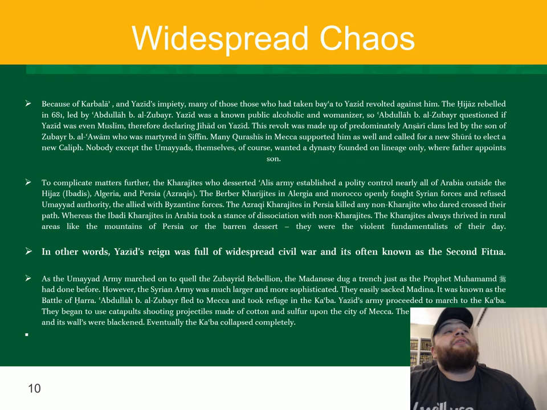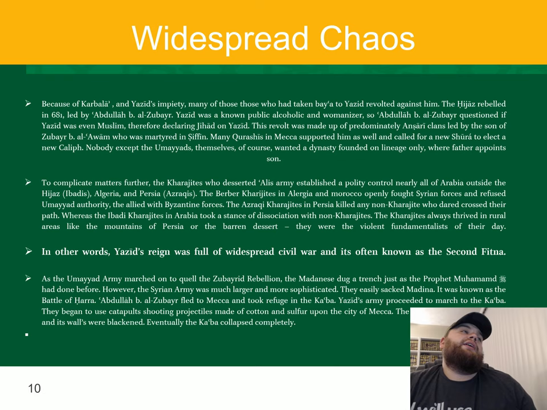And it was predominantly Ansari clans who supported Abdullah bin Zubair. That's important because, remember, they were also the main supporters of Ali, right? So they didn't want the Umayyads at any cost, essentially. And Zubair bin al-Awam, his father, was martyred in Siffin, so this was personal. And many Qurayshis in Mecca supported Abdullah bin Zubair, and they called for a new shura to elect a new caliph. So essentially they elected Ibn Zubair, right?